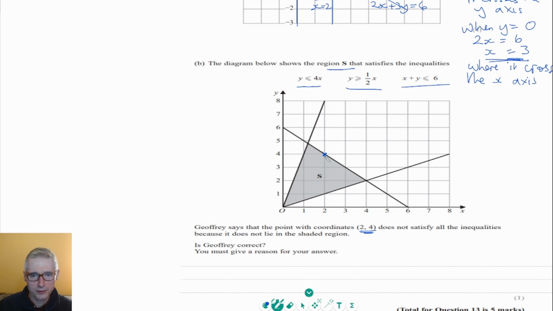So the thing is, because we're actually including the line, because it's also got the equals to, so in this case x plus y is less than or equal to 6, it includes the line. And this line here is the one that is the x plus y equals 6. But we include the line because the inequality is less than or equal to. So we can say that Jeffrey is incorrect because the inequality is less than or equals and includes the line.